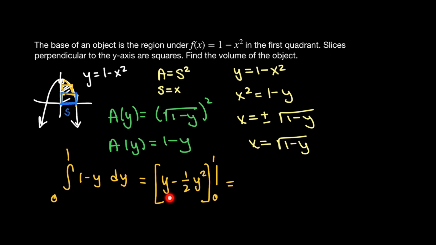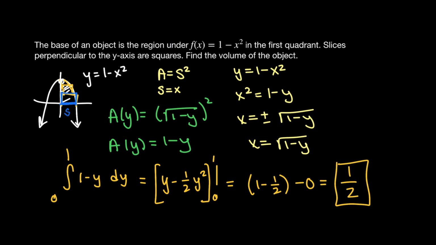If I integrate 1, I get y. Antiderivative of y is y squared over 2. I'm going to plug in my bounds of integration. If I plug in 1, that's 1 minus a half. I plug in 0, I get 0. So final answer is 1/2.